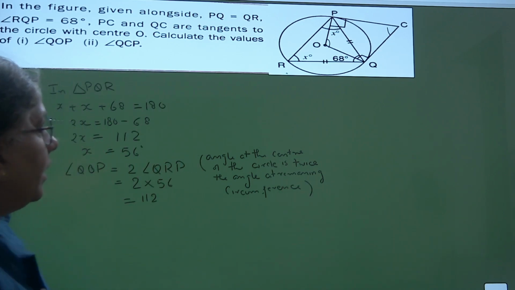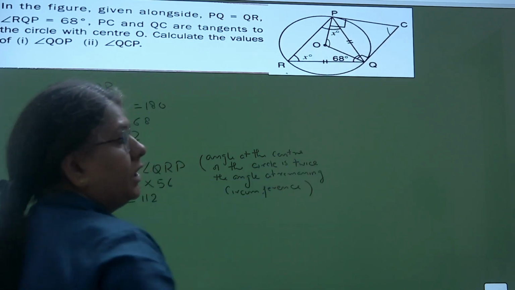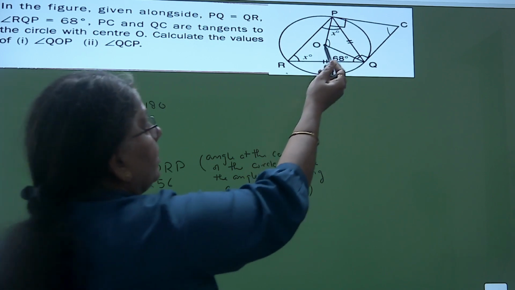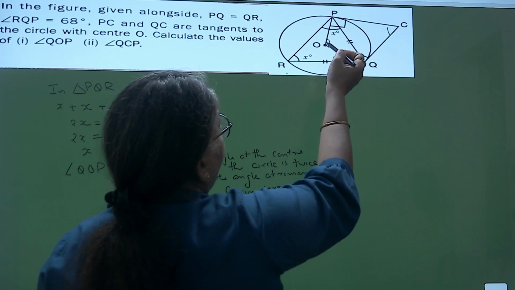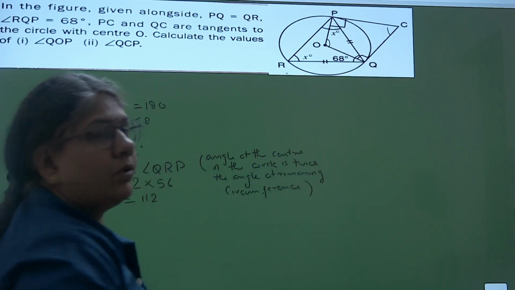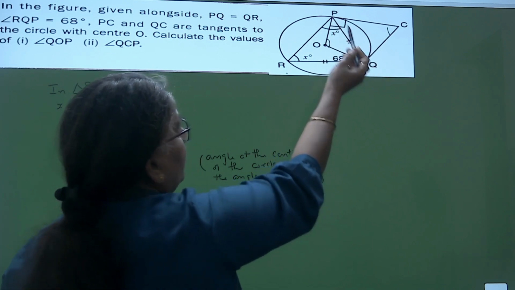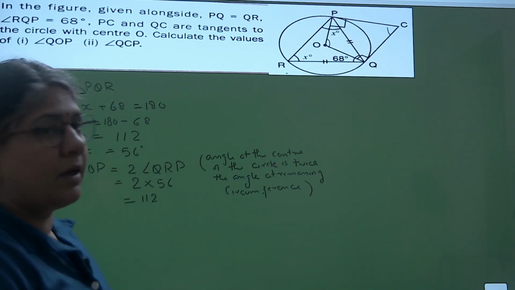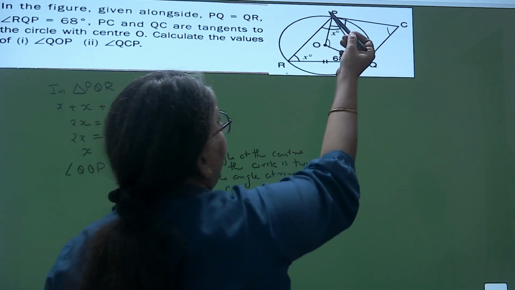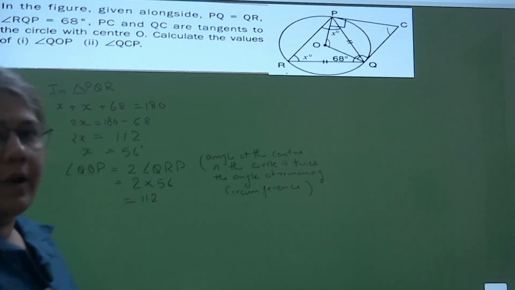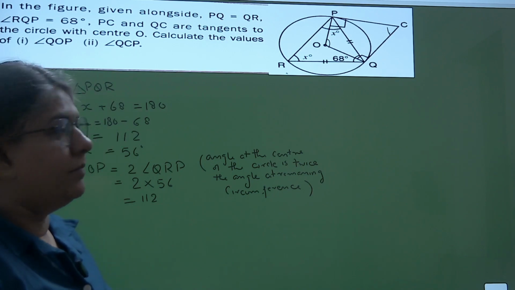Okay. Next, if we see the quadrilateral POQC, again, the sum of all the angles is 360 degrees, and we know that the radius is perpendicular to the tangent. So angles P and Q are 90 degrees, that is, the sum is 180. So the remaining angles, that is, QOP and PCQ, will be 180. That is, these two angles are supplementary.